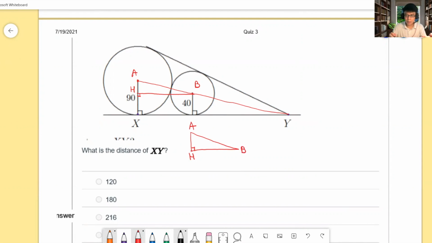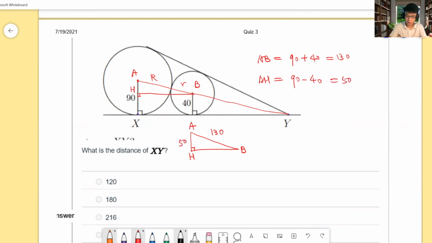We know that AB corresponds to the sum of these two radii. So it's 90 plus 40, 130. That corresponds to the hypotenuse of this right triangle. And for AH, that corresponds to the difference of these two radii. So 90 minus 40 corresponds to 50.